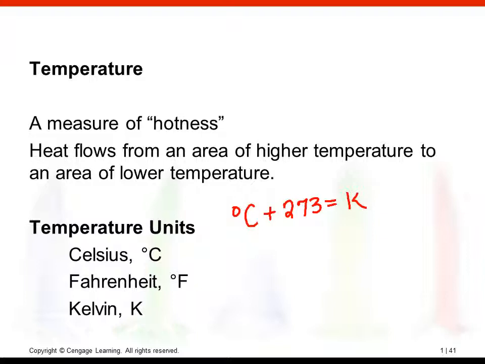It is not necessary that you know the conversions between Celsius and Fahrenheit, but you do need to know the conversion between Celsius and Kelvin. To convert those two, you simply add 273 to your Celsius temperature value to get your Kelvin temperature.